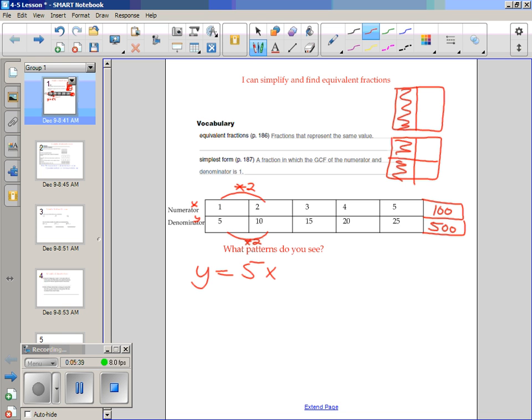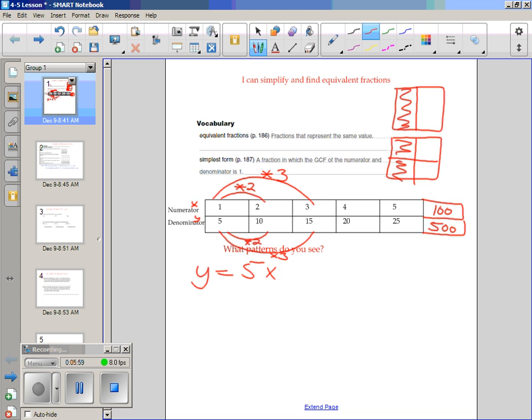Now I'm going to tell you right now, it only works through multiplication. We can't add or subtract. Okay? And so if we go even further, if we go from 1 to 3, we multiplied by 3. So 5 times 3 is 15. And it works for all these.